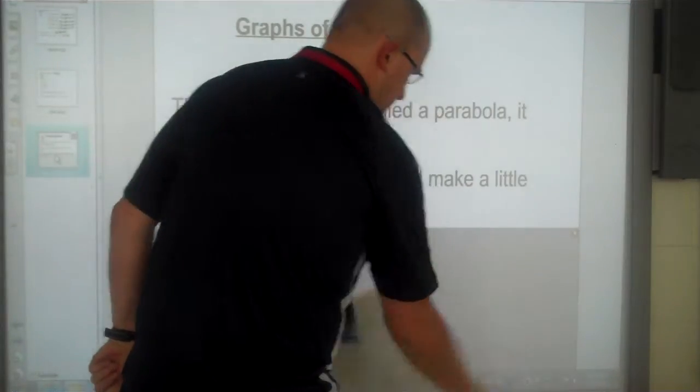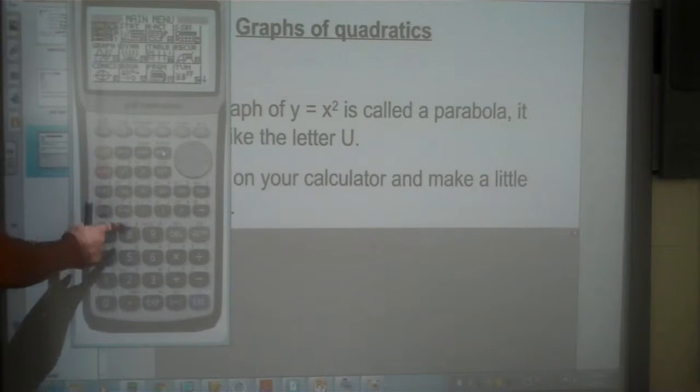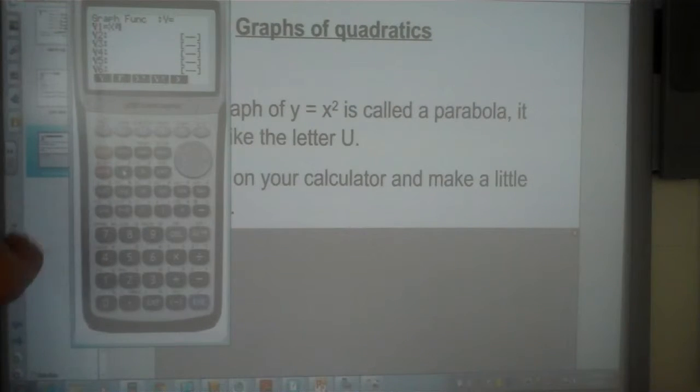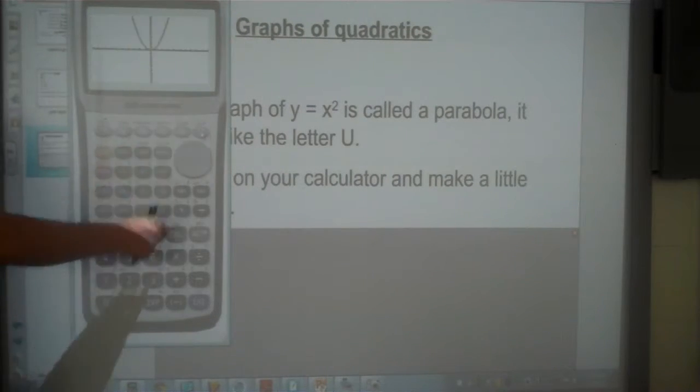Now it says graph on your calculator and make a little sketch. So we sort of know that it's a U, but we'd like a little bit more detail. So on the graphing calculator, if we go to menu, find where the graph is, and then we're just going to type in the equation y equals x squared. I use the x and then the squared button. If I press execute, the equation's already in, and I just want to draw this, so you press the button that's lined up with it.